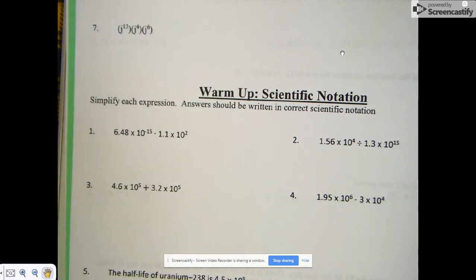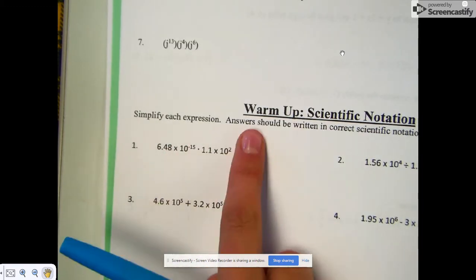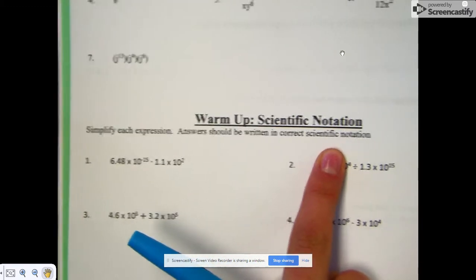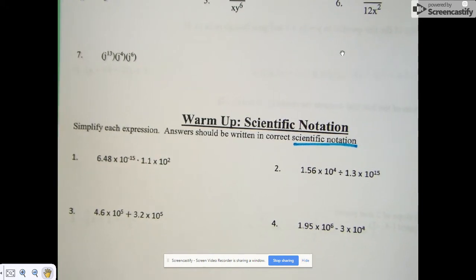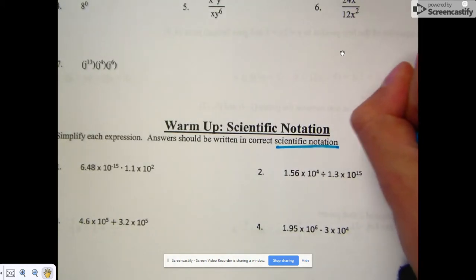We're going to talk about scientific notation. It says simplify each expression. Answers should be written in correct scientific notation. So all your answers should be written in correct scientific notation. If you remember, scientific notation looks like something like this.